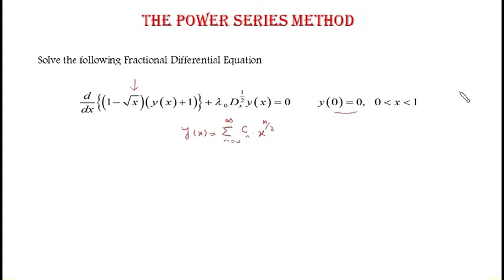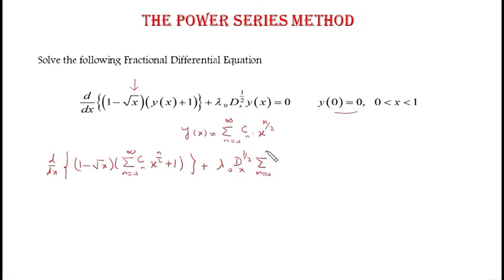Okay, now plug this one into the equation. This becomes d by dx of (1 minus square root of x) into y of x, which has now this series representation, sum from n equals 0 to infinity of cn x to the power n by 2, and then plus lambda, which is any real number, and then I have the Caputo fractional derivative from 0 to x of order 1 by 2 of y of x, which has the series representation, sum from 0 to infinity of cn x to the power n by 2, equal to 0.